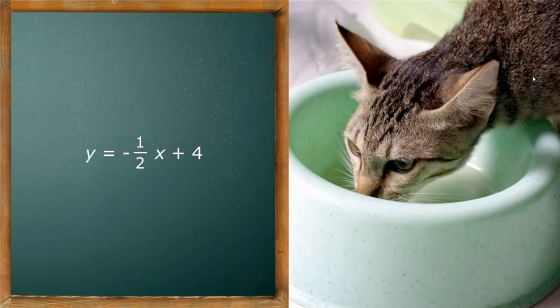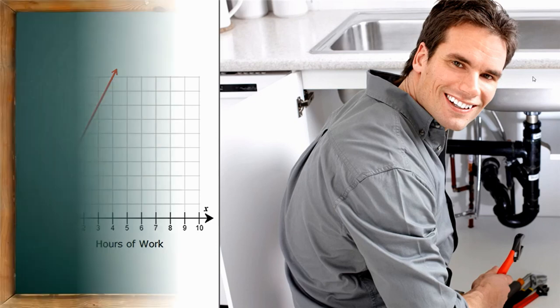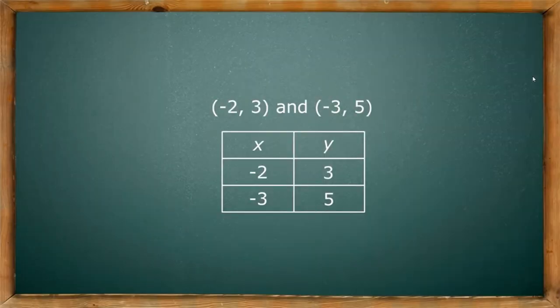It's also important to be able to interpret a function in terms of the given situation. We did that with the function representing the amount of water in the cat's water bowl. We can also create an equation and interpret a function represented in a graph. For example, we interpreted the graph representing a plumber's charges for fixing a clogged kitchen drain. We can even create a function when given only 2 points represented by coordinates or values in a table.